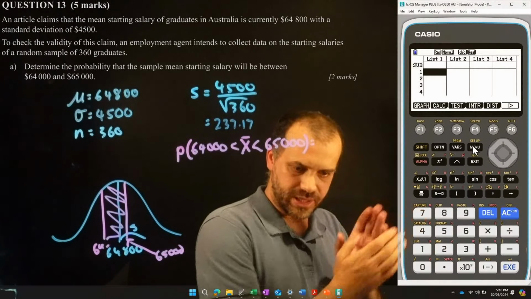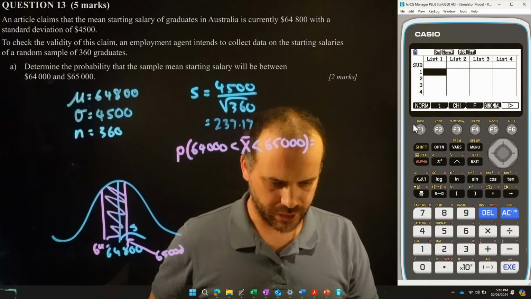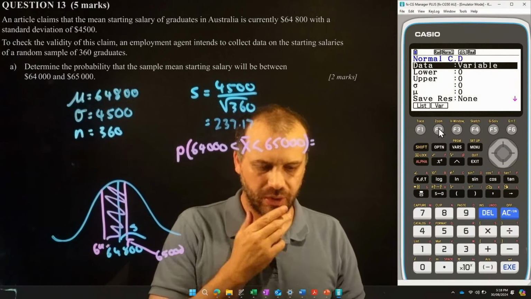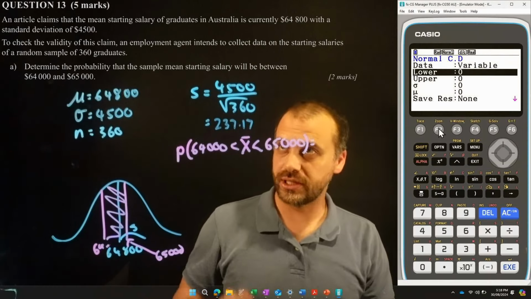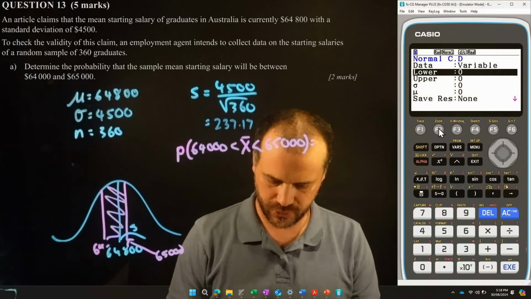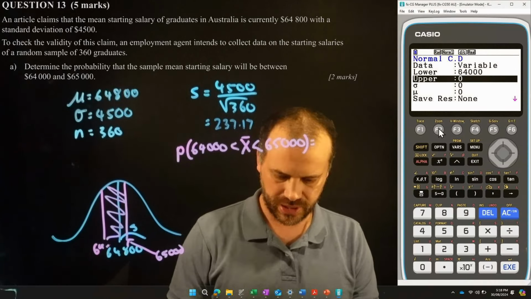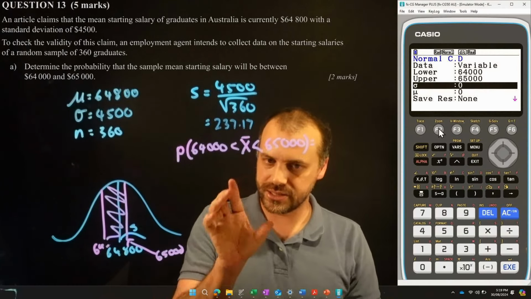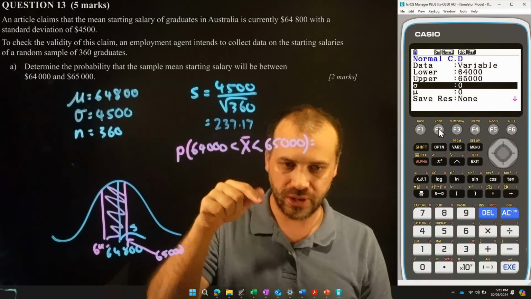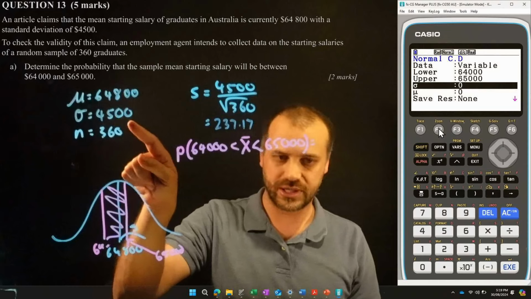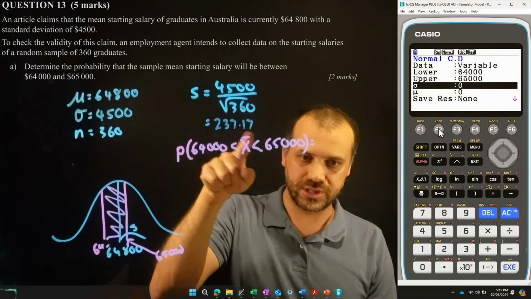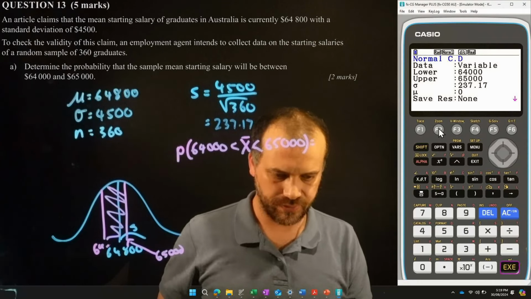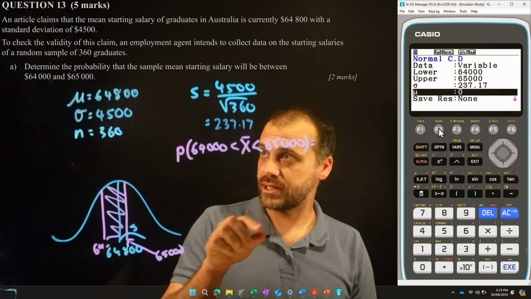Calculator. Now I'm in stat mode here and I'm going to go to distribute. I'm going to go to normal distribution and NCD. I'm trying to find that probability there. Alright, now just be careful, make sure you take your time. The lower value is going to be 64,000. The upper value is going to be 65,000. Now that is going to be 237.17. Don't look at the label and think it's going to be 4,500. We actually need this new standard deviation that we calculated. So that's going to be 237.17. And then this number is going to be the same.